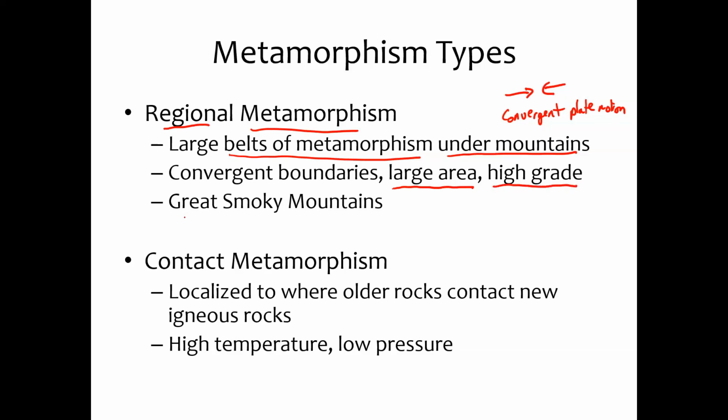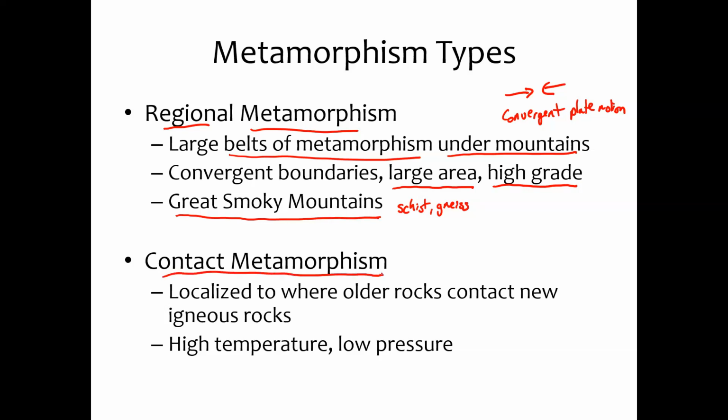You can find rocks in the Great Smoky Mountains, if you're looking in the right places, that have some of these regional metamorphic rocks. So some places you can find schist and even gneiss in a few spots that have formed at high temperatures and high directed pressures because the Great Smoky Mountains were part of an old convergent plate boundary.